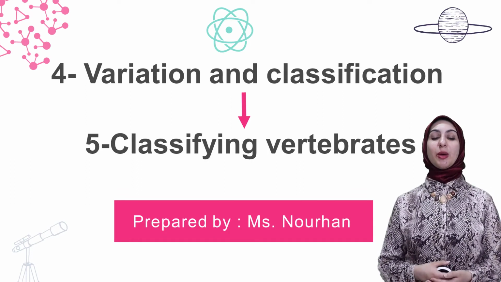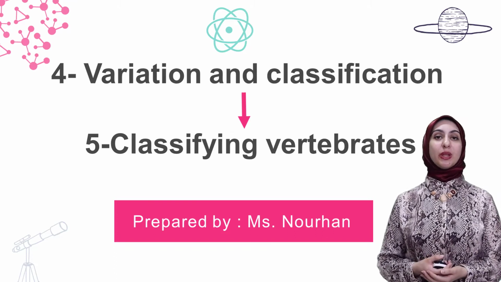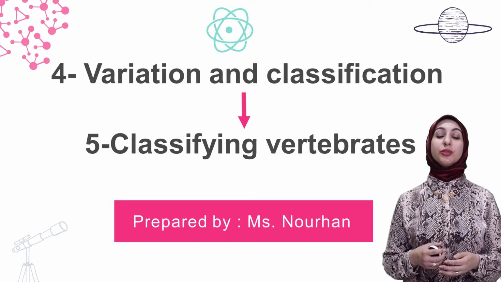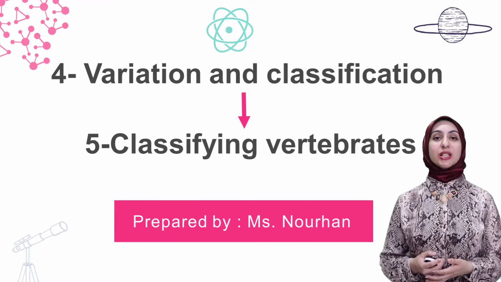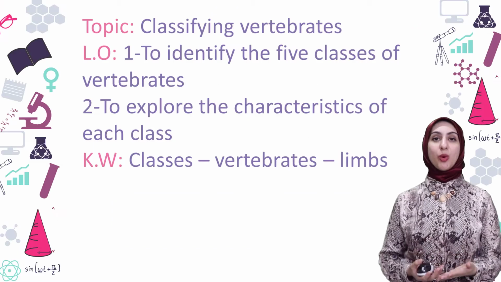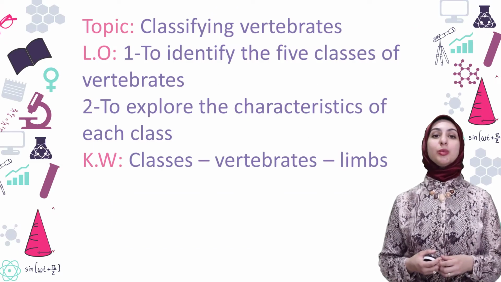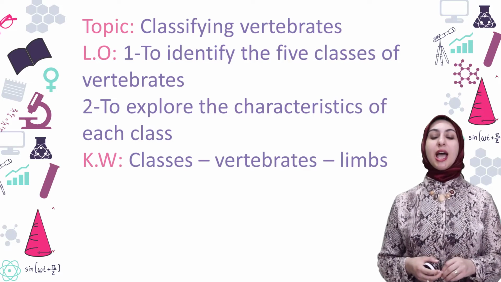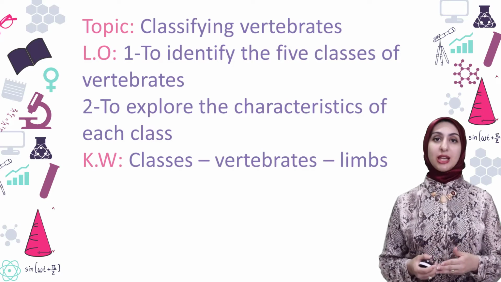Today we're going to talk about the fourth topic in Term 3. According to the syllabus plan, unit number 4, variation and classification, the fifth topic in it, classifying vertebrates. So our lesson objectives today are: number 1, to identify the 5 classes of vertebrates; number 2, to explore the characteristics of each class, and the keywords are classes, vertebrates, and limbs.